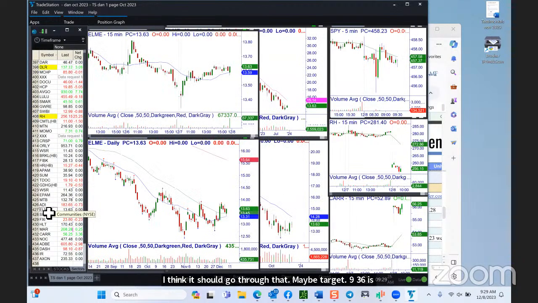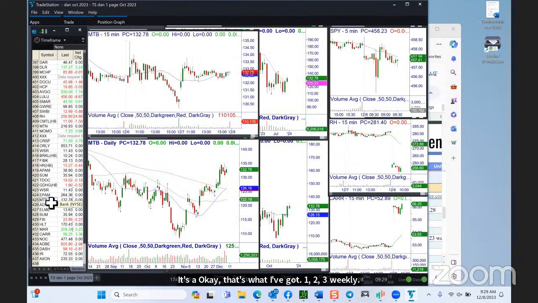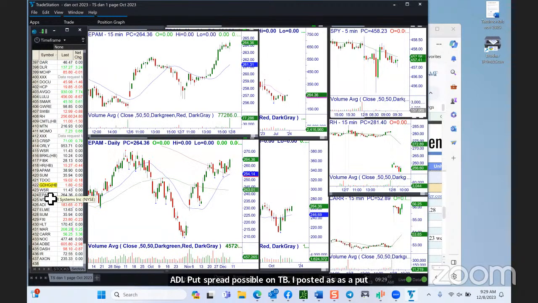ELME. Oh, I posted this as a long ELME. It's a buy setup after bottoming pattern. 1, 2, 3 weekly. ADI put spread possible. MTB I posted as a put spread, yesterday's high. EPAM, it's bullish daily, weekly, monthly.